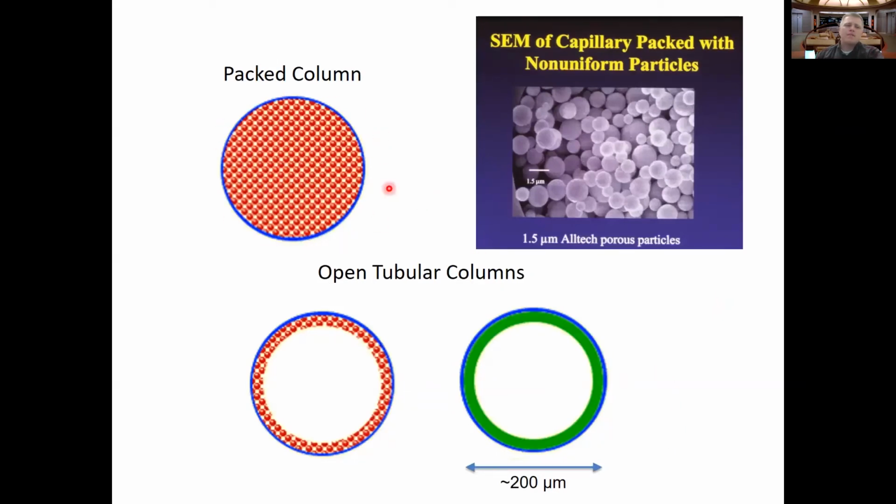This is a representation of a packed column. You'll notice it's got a bunch of circles or beads inside of it. It's because in a packed column, we usually pack it with little tiny beads. If you can see this white bar right here, that corresponds to 1.5 micrometers, or 1.5 microns. So these beads that are in here are really small.